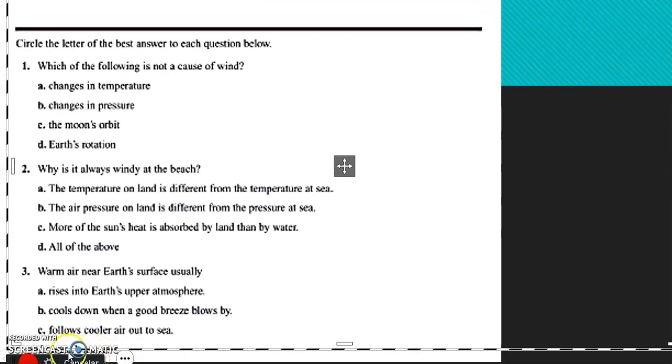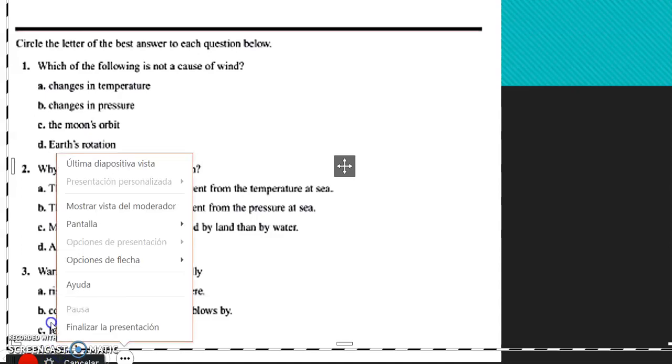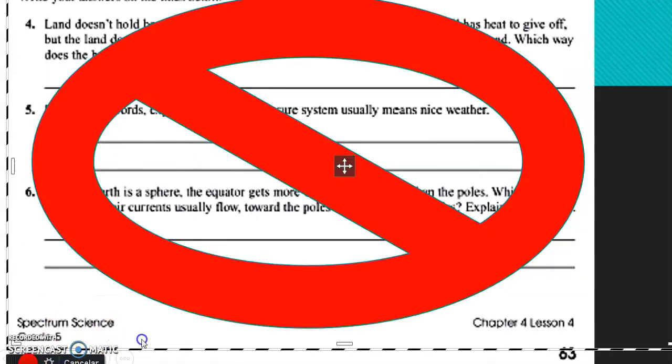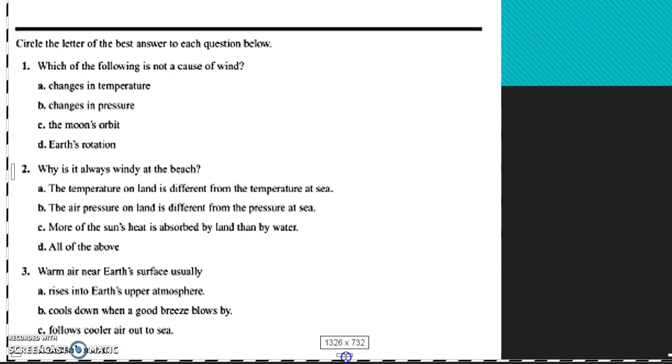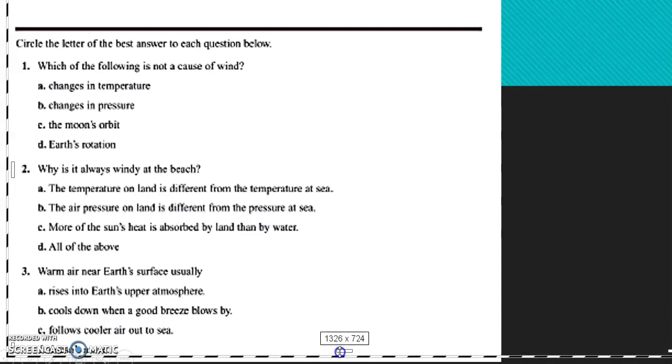Number 3, warm air near Earth's surface usually rises into Earth's upper atmosphere, cools down when a good breeze blows by, and follows cooler air out of the sea. And the last one is, I can't read so well. Sorry, give me a moment. And doesn't move. Warm air near Earth's surface usually. The option A, right?